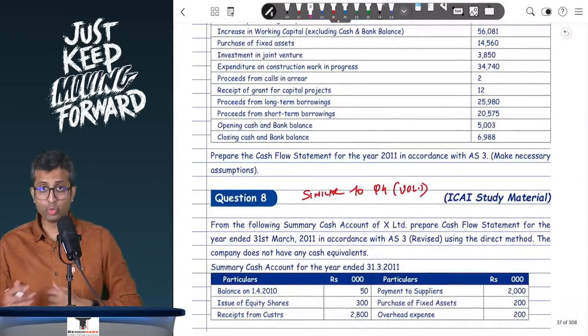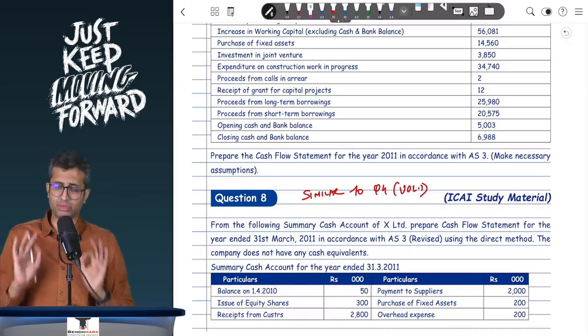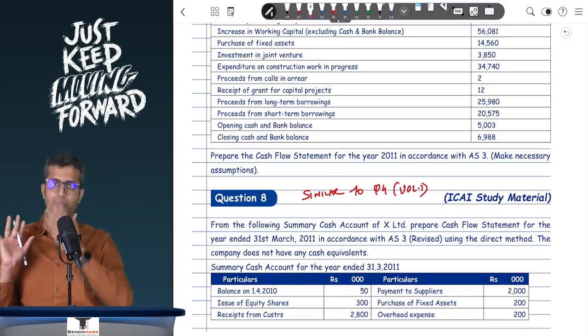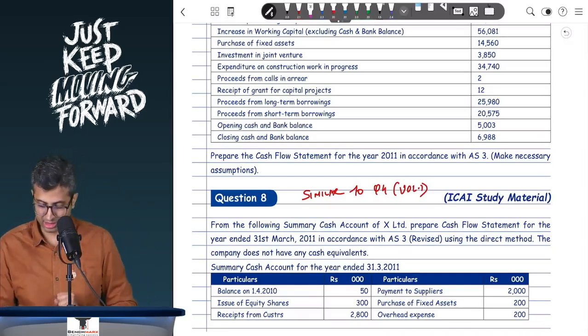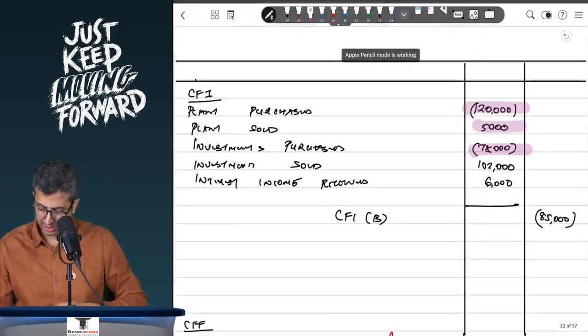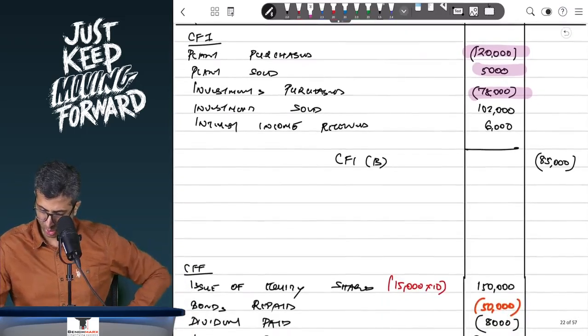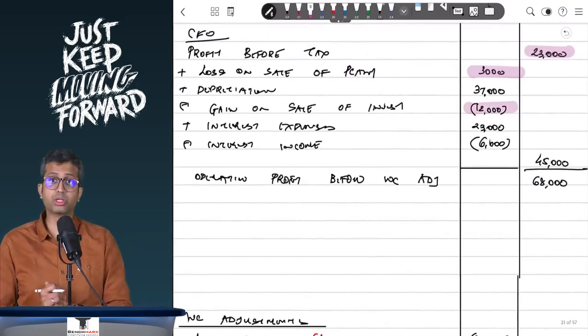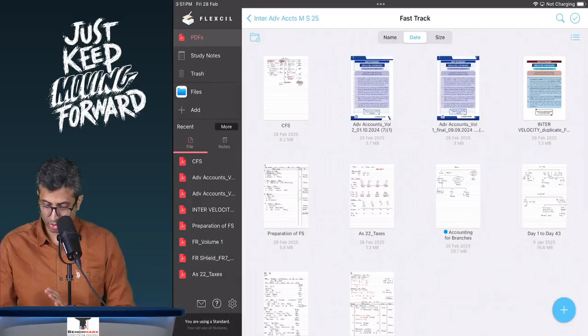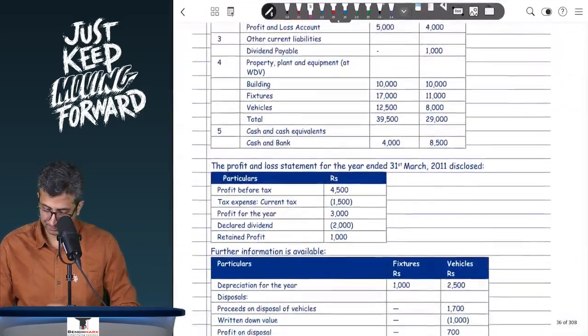So what will I do? Well, I will take 1 lakh 2,000 as cash flow from investing, 78,000 as cash flow from investing, and then I will adjust the gain separately. So over here, I will have 1 lakh 2,000 cash inflow, 78,000 cash outflow, and 12,000 I will subtract over here. So ये अपने top 5 points हो चुके.